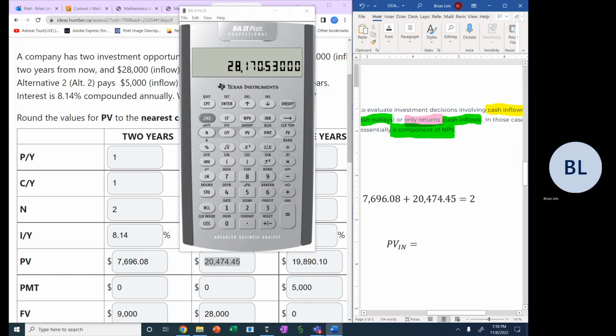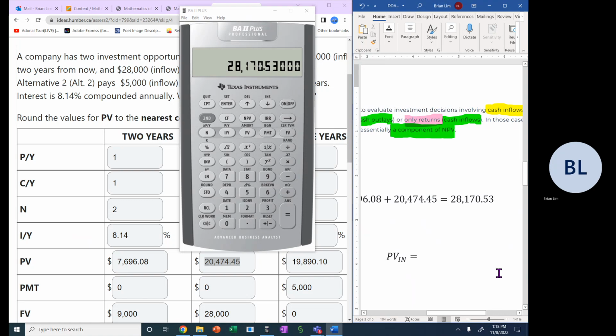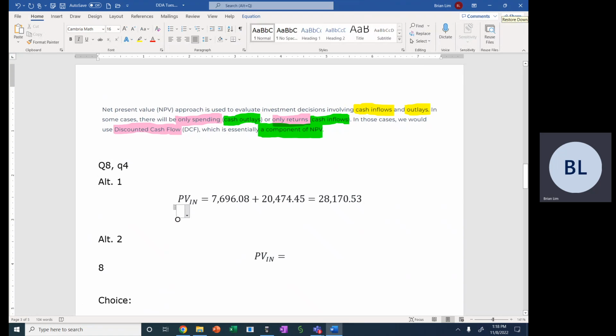I guess we had a little bit of a problem there. Okay, $28,170.53. But we know we have to round these numbers. So what we should do is really, whoops, I think something strange happened. Maybe let's make this large then. Oh no, sorry, nothing strange happened.